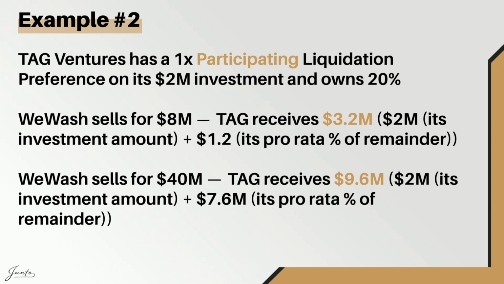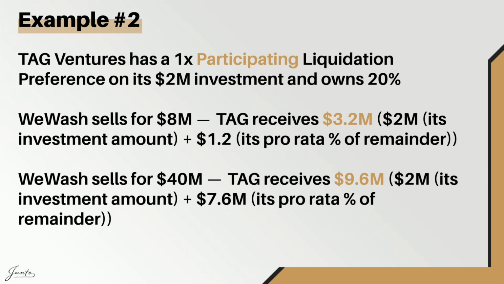Say WeWash sells for $8 million. Tag receives $3.2 million. $2 million, its original investment amount. Then it receives its pro rata 20% of the remaining $6 million, which is $1.2 million. That's pretty good. That's a much better deal than what they received when they had a non-participating liquidation preference.